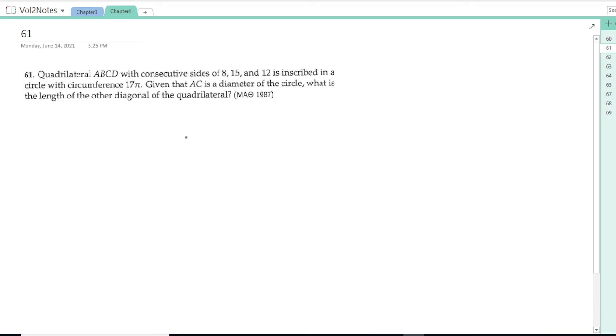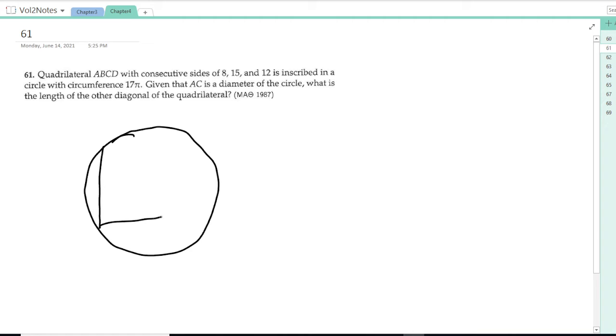So question number 61. We have a quadrilateral ABCD inscribed in a circle. Let's see. The sides are 8, 15, 12.